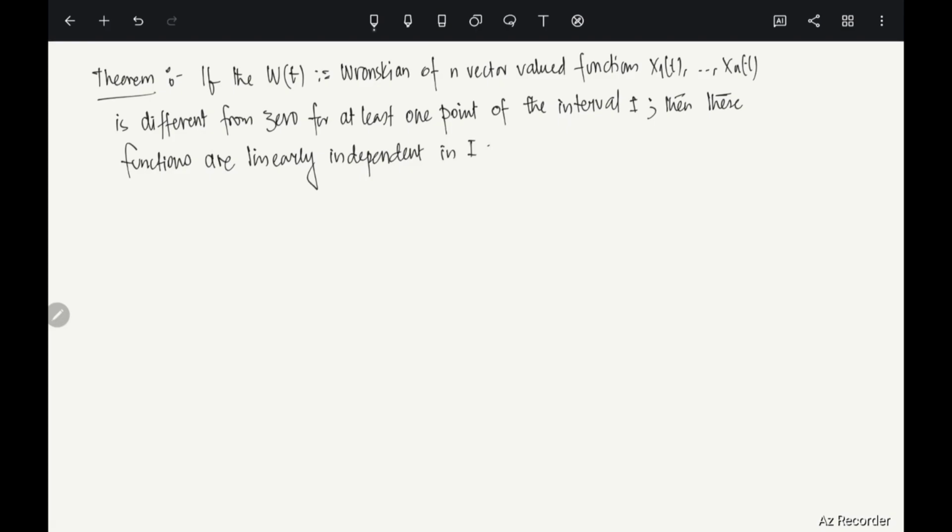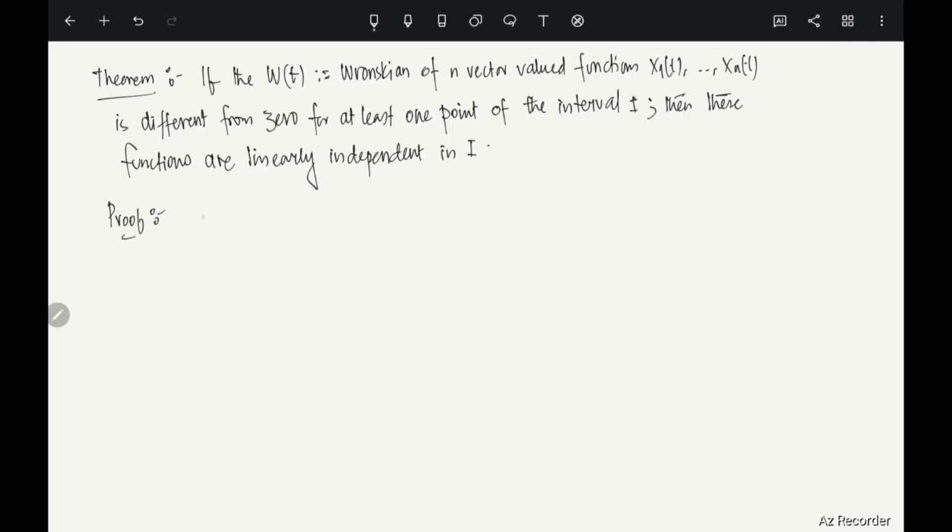So basically what I am trying to say is this. See, the Wronskian doesn't have to be non-zero for all t, just for one t, if you can show that it is different from 0. Okay, so if it is non-zero for at least one t in I, then you have that the functions are linearly independent. So how do you prove something like this? Let's look at the proof of this.